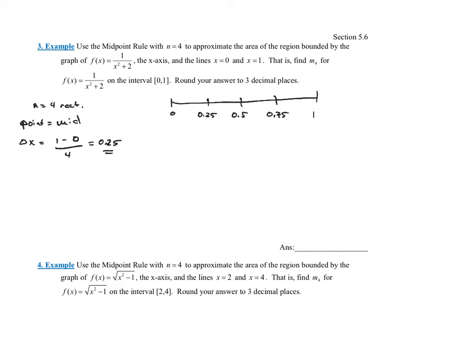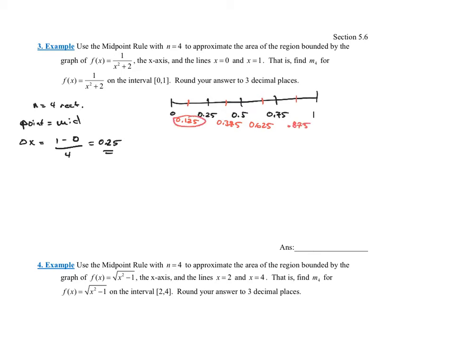But the bad news is I need to find the midpoints of each one of those intervals to use as the height. So what's halfway in between 0 and 0.25? Well, that'd be 0.125. Between 0.25 and 0.5 would be 0.375. Between 0.5 and 0.75 would be 0.625. And between 0.75 and 1 would be 0.875.